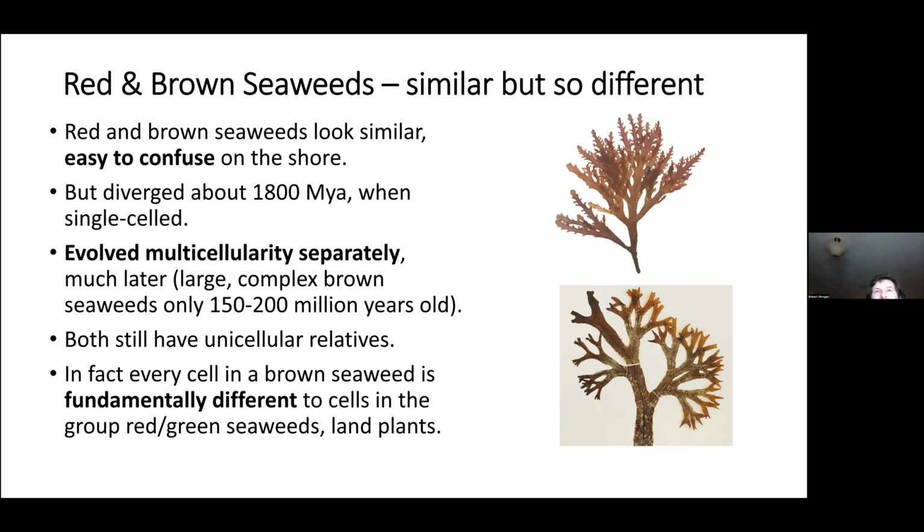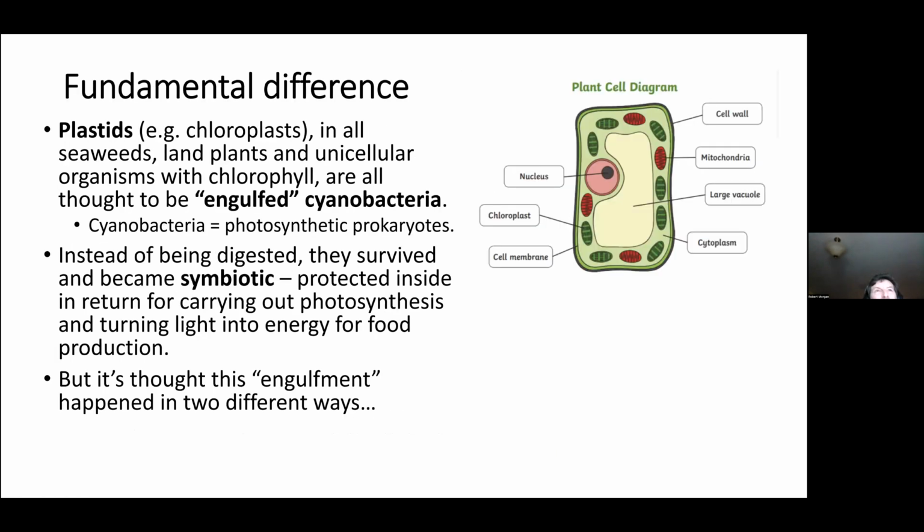Now, what is this actual difference? Well, it's to do with the things called plastids. If you remember back to school biology, all green plants and all seaweeds, indeed, have got things in them called chloroplasts, which are the things that carry out photosynthesis, enabling them to turn sunlight into energy for themselves so that they can manufacture food.